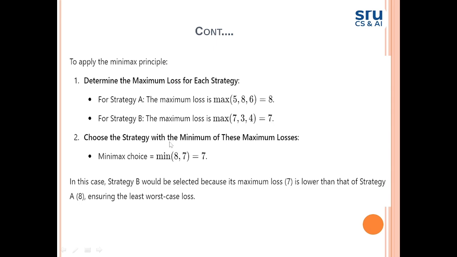Choose the strategy with the minimum of this maximum loss. So the minimum choice of this one is 7. In this case, strategy B would be selected because its maximum loss, which is 7, is lower than strategy A, which is 8, ensuring the least worst case loss.